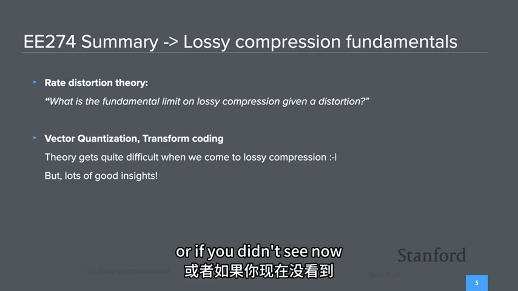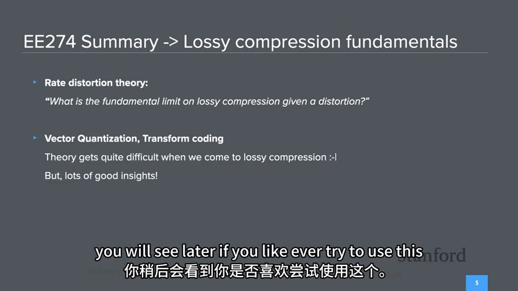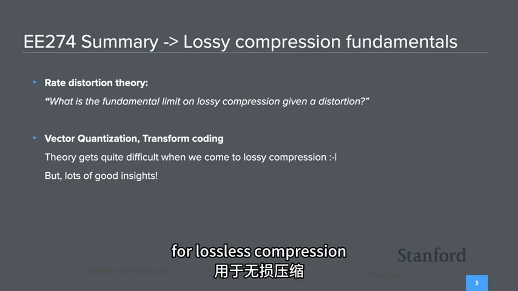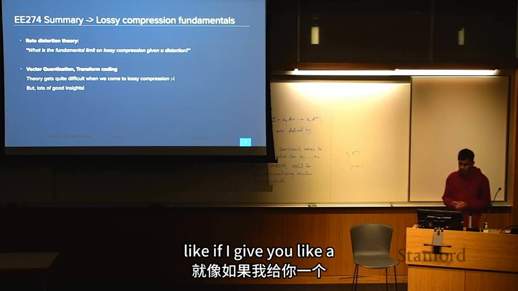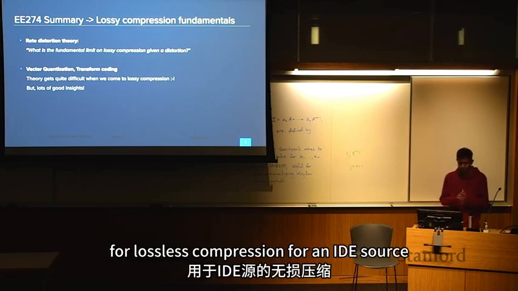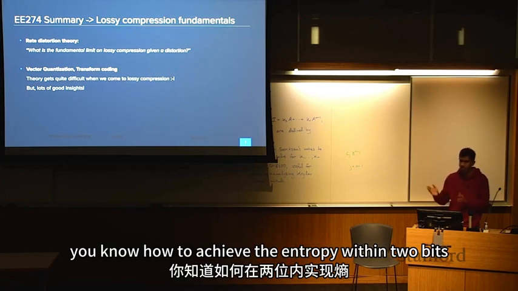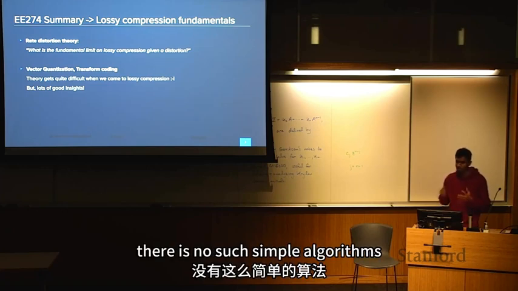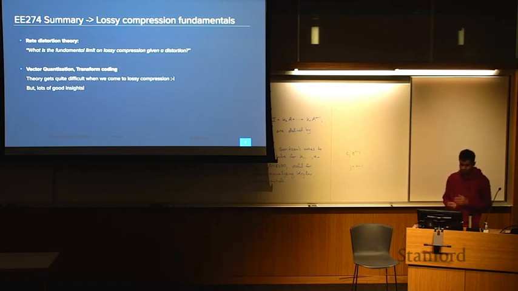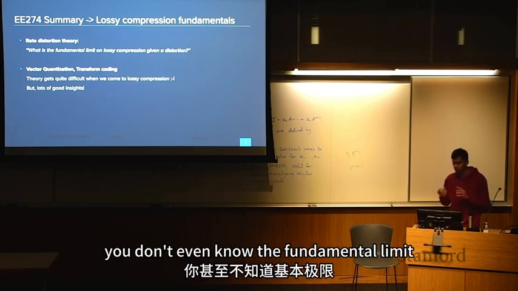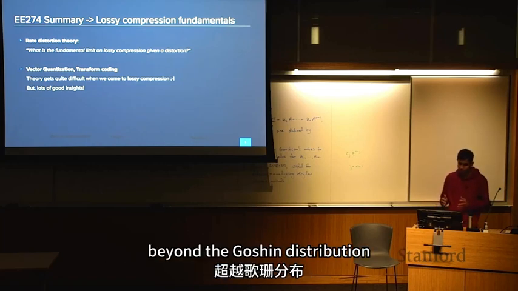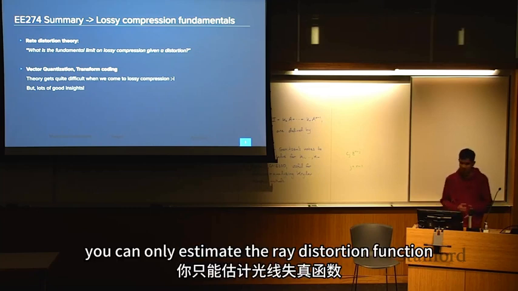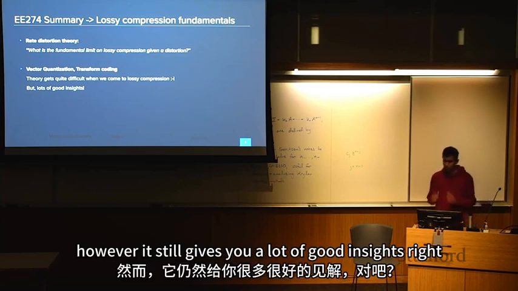As you might have seen, or if you didn't see now, you will see later if you ever try to use this, the theory for lossy compression is maybe not as useful as the theory for lossless compression. For lossless compression of an IID source, you know how to achieve the entropy within 2 bits using arithmetic coding, for example. But in lossy compression, there are no such simple algorithms, unfortunately. And the other thing is, if you go beyond the Gaussian distribution to some other distribution, you don't even know the fundamental limit. Oftentimes, you can only estimate the rate distortion function. However, it still gives you a lot of good insights.